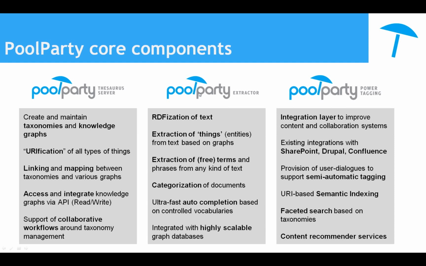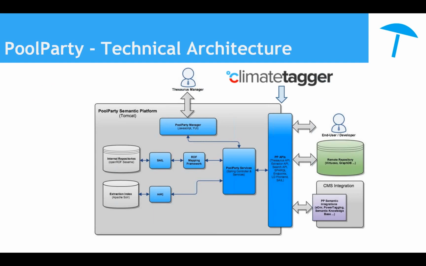The second component is the PoolParty extractor. RDFization of text, but very important, extracting the things that we've seen before, but also extracting free terms. So we also have a mechanism inside that recognizes if there are terms that are not in the Thesaurus, not in the knowledge model, what are the important ones in a piece of content, in a piece of text. So you can do categorization and so on and so forth. And the third layer is the integration layer in your content management system, to have powerful services on top of your content.